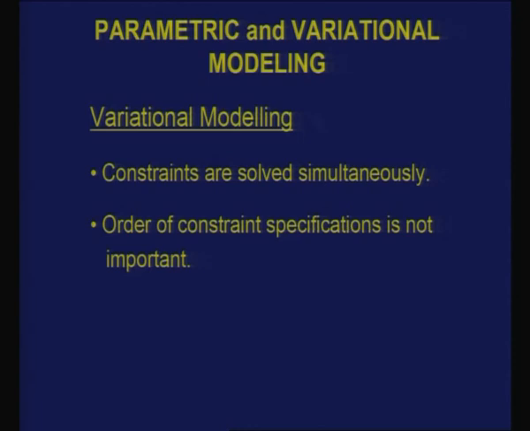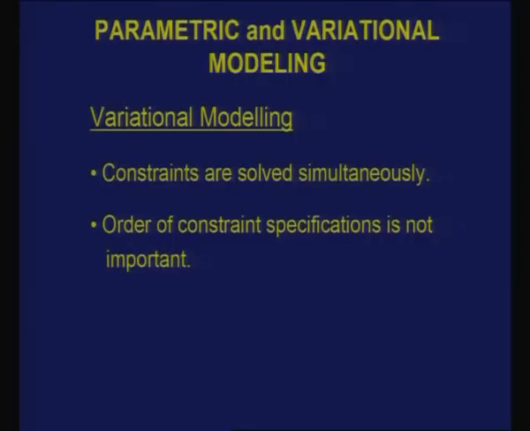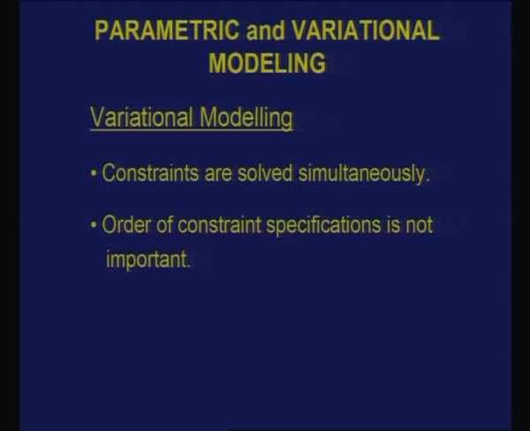In variational modeling, it is slightly different. You do not prioritize the constraints; you put down all the constraints in terms of equations and solve all the equations simultaneously. Either a solution may exist or it may not exist. If it is rightly constrained, I will get a solution. If it is over or under constrained, then I may not be able to solve it. And here the order is not important. The designer's intentions need not be prioritized, they can be given in any form.